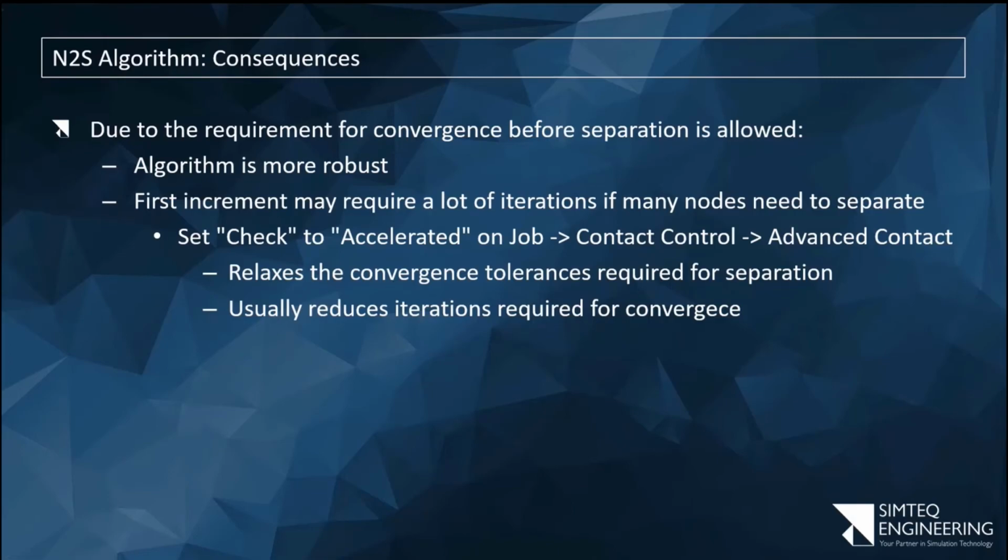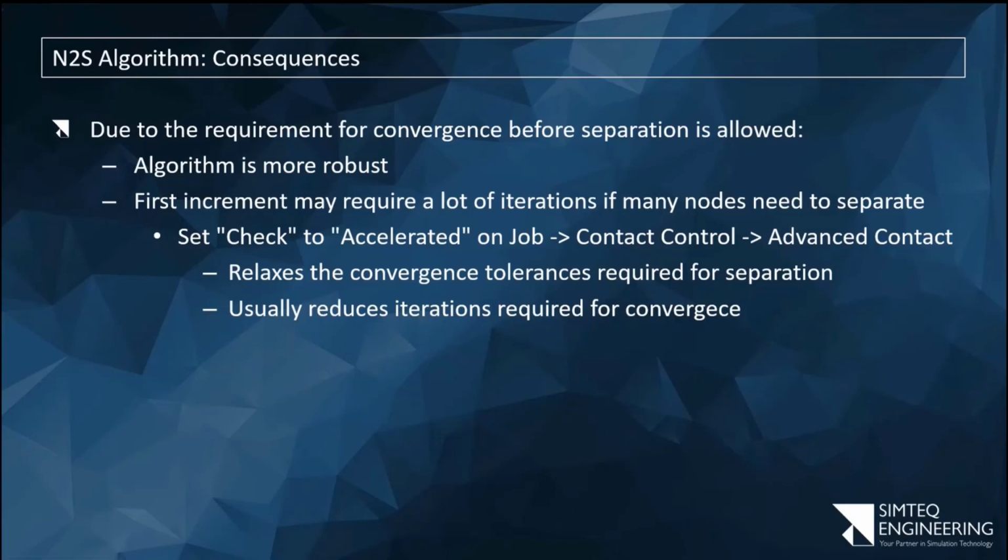So this will allow the model to much sooner start the iteration process with the new separated nodes, but still at least start in a reasonably converged state. So this usually reduces the number of iterations required for convergence. We're not talking an order of magnitude necessarily. It's sometimes 20 or 30% faster, especially to that first increment. But usually throughout the run, we see the same kind of behavior.